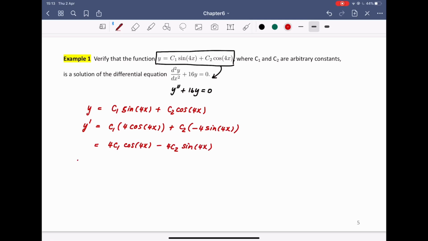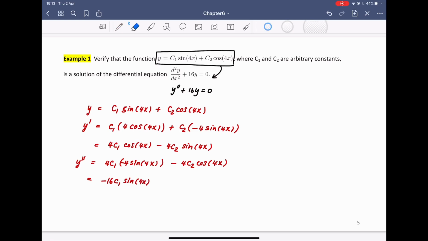Now I differentiate one more time. So y double prime is 4c1 times the derivative of cosine 4x, and I get 4 times negative sine 4x. Alright. And then minus 4c2, I differentiate sine, I get cosine 4x. Alright, simplify it. So I get negative 16 c1 sine 4x.